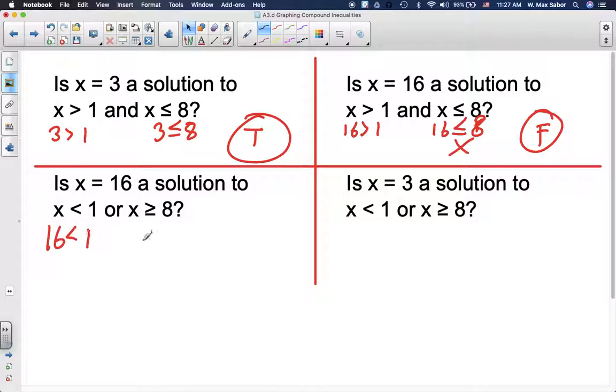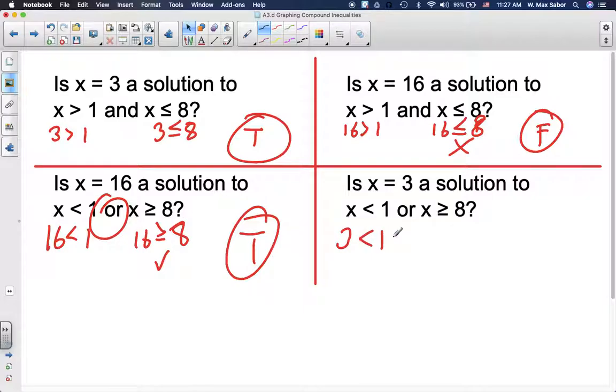For the OR statement, 16 is less than 1, false. 16 is greater than or equal to 8, yeah, it's true there, so that makes it true for the OR statement. As long as it's true in one of them, it's true in the OR statement. And 3 is less than 1, false. 3 is greater than or equal to 8, false. So this is false overall.